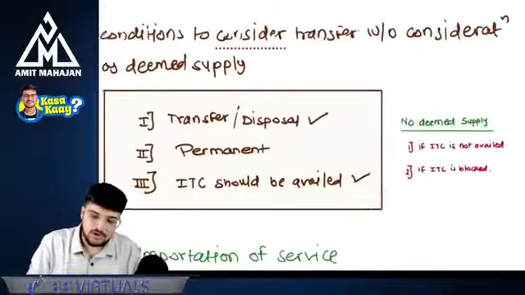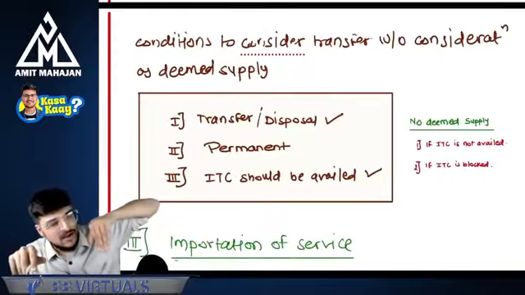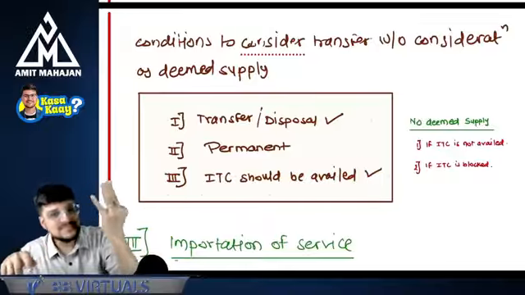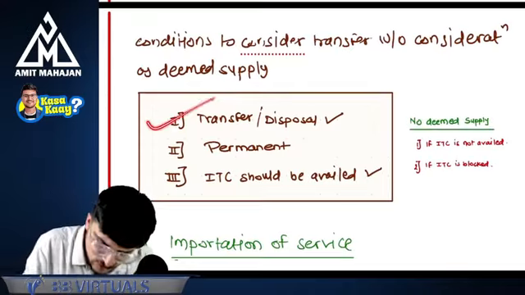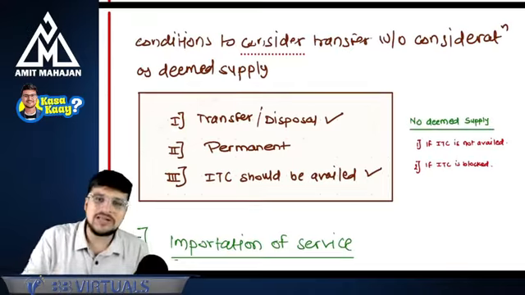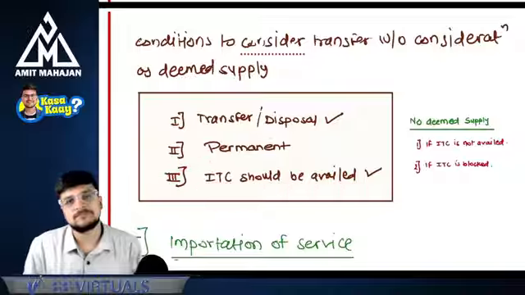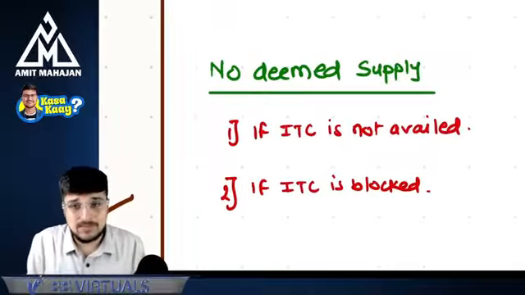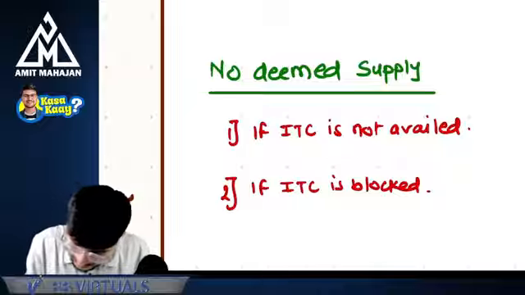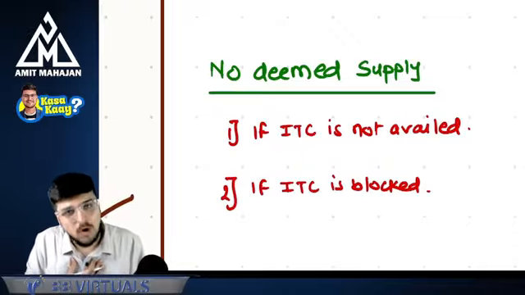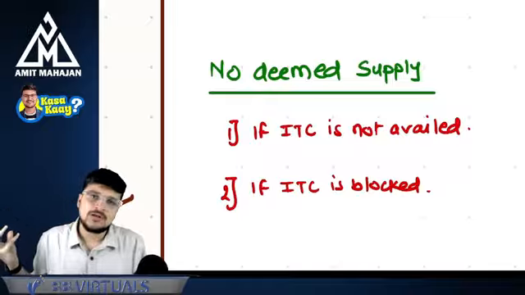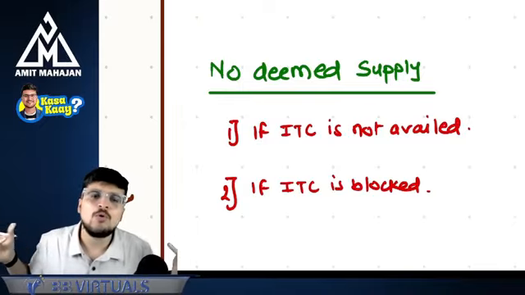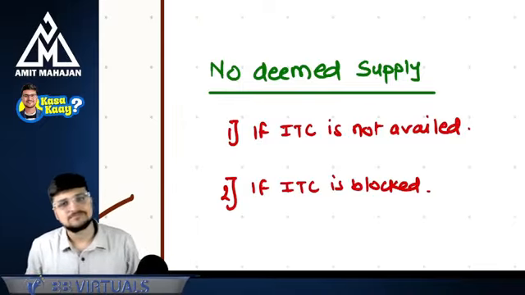So three conditions you are going to remember for theory purposes. If you're making any transfer without consideration, and these three conditions are satisfied, it will be considered as supply. There has to be a transfer or disposal. It has to be permanent in nature, and ITC should be availed on that. In the ITC chapter, you will find certain points. See, it will not be considered as deemed supply if ITC is not availed and the ITC is blocked. If ITC is blocked for me, can I take the ITC? No. If I don't take the ITC, will my outward supply as transfer be considered as deemed supply? No. No ITC, no deemed supply.